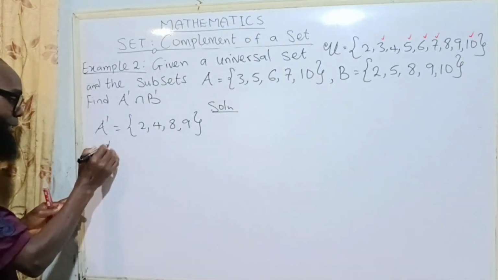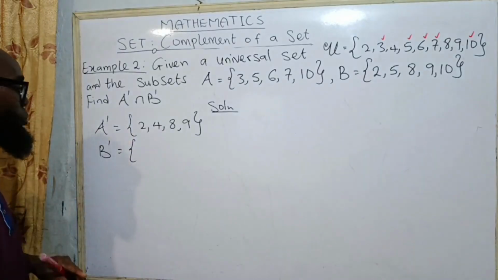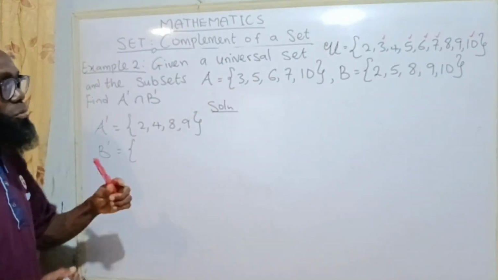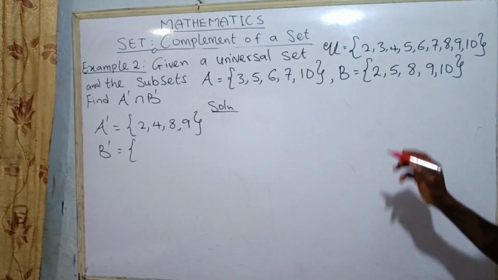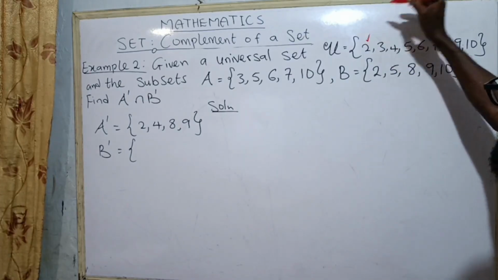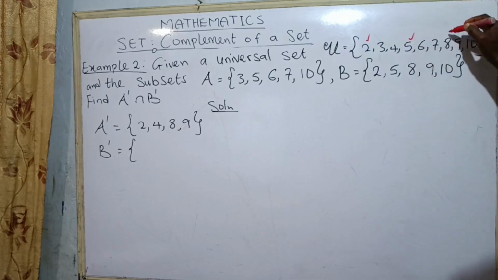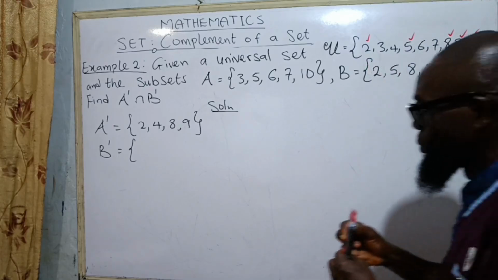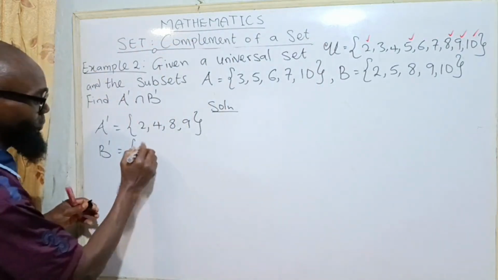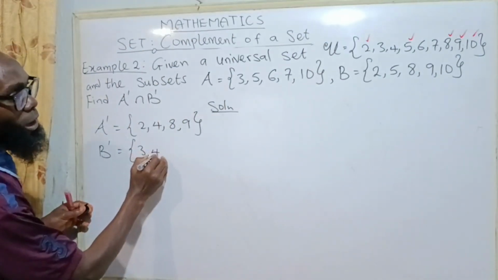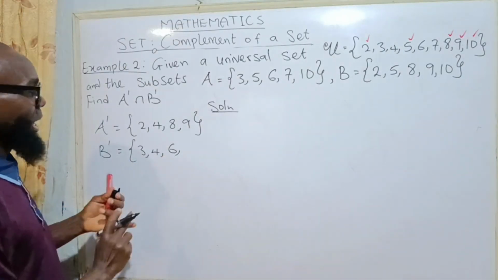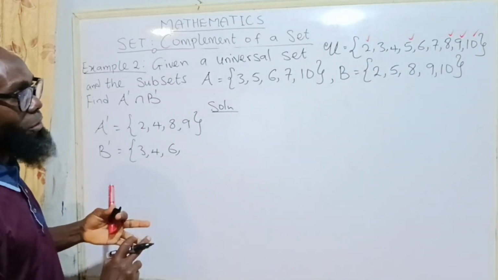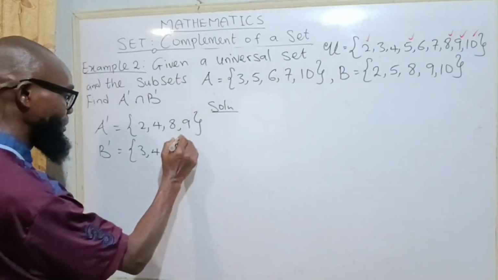Then B complement. Let's take away the value of B from the universal set, and the remaining ones will be our B complement. Now, taking away B, we have 2, 5, 8, 9, 10. When we take away all these values, the remaining ones we are going to have are 3, 4, 6. I think that is the end. We have 3 that remains, 4 that remains, and 6 that remains.